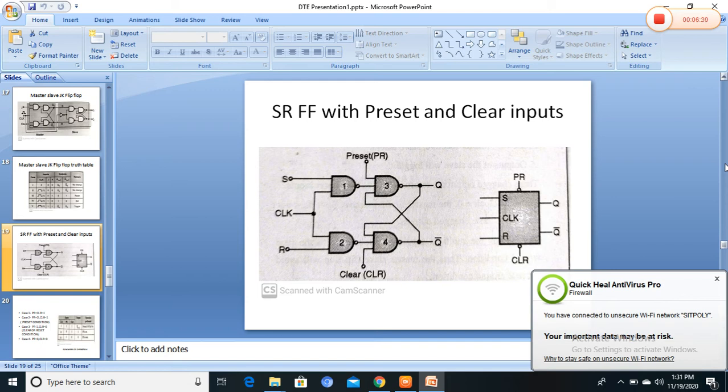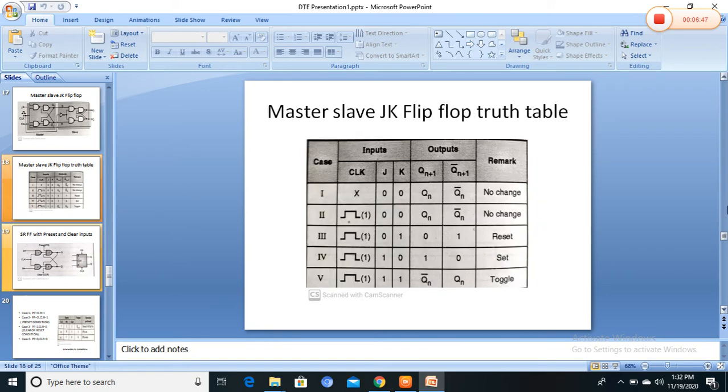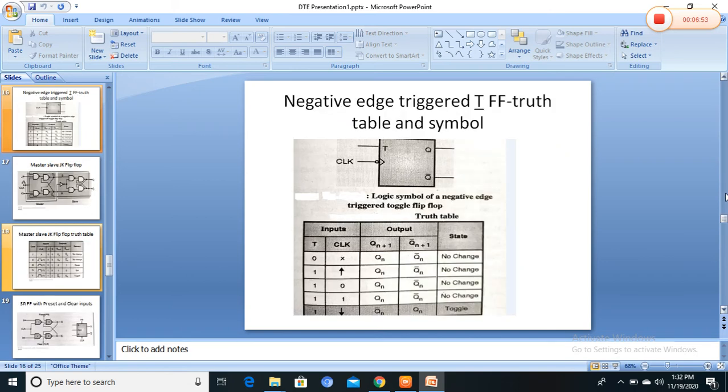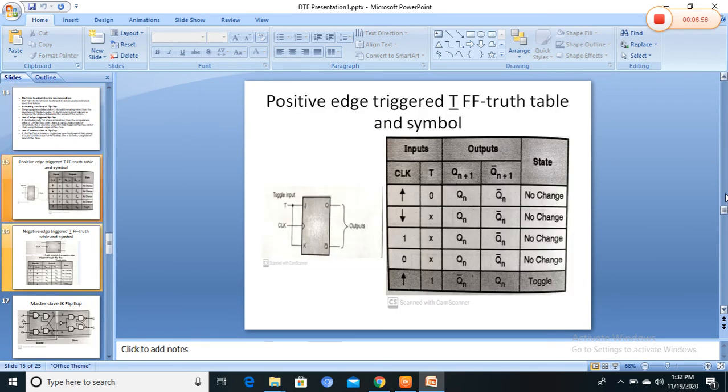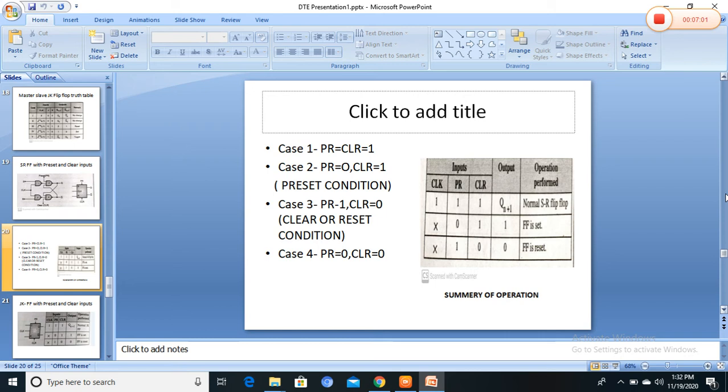This is the use of the clocked flip-flop with preset and clear inputs. This is the circuit diagram, and this is the logic symbol with preset and clear. These are the active low inputs. In the first case, when preset and clear are 1-1, then both are inactive, and the SR flip-flop operates normally.